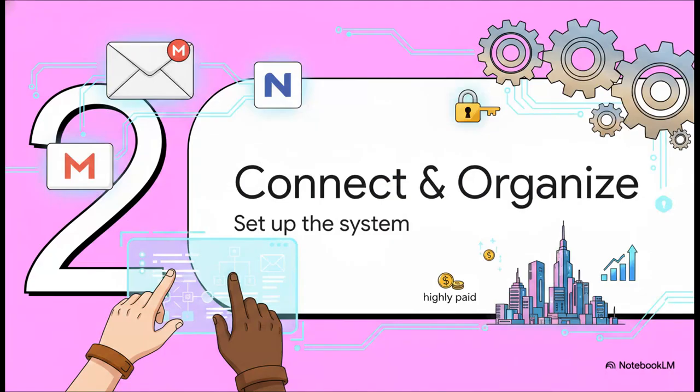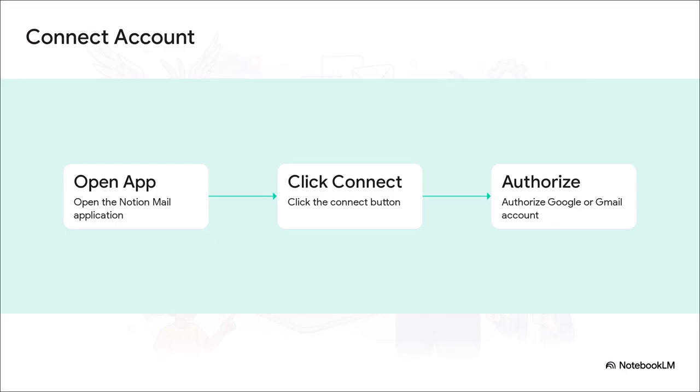Let's move right into Module 2, Connect Gmail and Organize. Okay, theory time is over. Let's get our hands dirty and start setting up this system step by step. If you want to be a highly paid virtual assistant, you need to know how to set up the tools, right? I'm going to hold your hand through this. It's incredibly simple. Step 1, open up Notion Mail. Step 2, click that big, beautiful Connect button. And Step 3, authorize your Google or Gmail account. That's literally it. Right now, Notion Mail integrates beautifully with your Google and Gmail accounts.